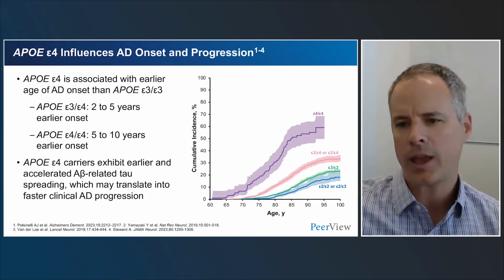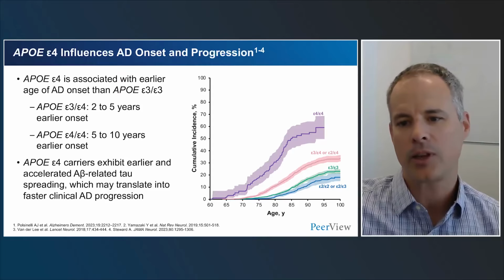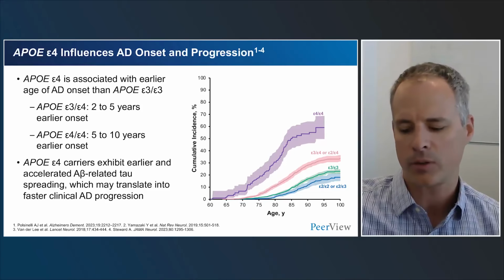It's worth noting that APOE3 carriers get Alzheimer's disease. About half of all patients are APOE3 carriers. So it's not that you can't get Alzheimer's disease if you have APOE3. It's just that APOE4 accelerates your risk and increases your risk.